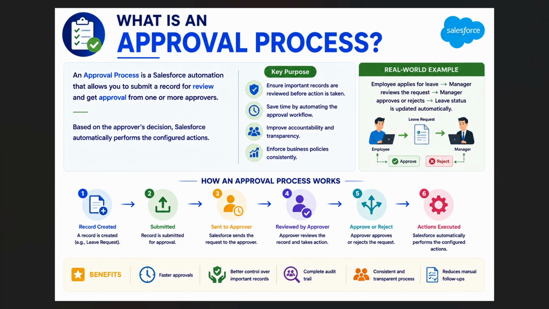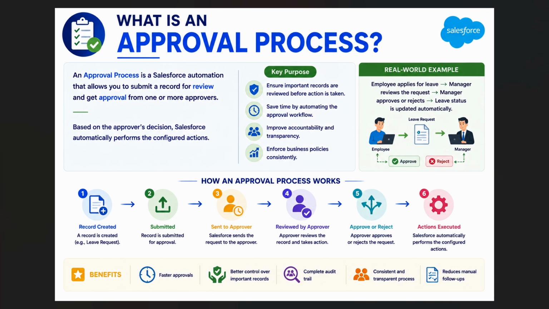Let's think about what would happen without an approval process. An employee wants to take leave. They might send an email to their manager, obviously, or maybe send a message on Teams or maybe on Slack, and wait for the manager's response on email or on that application where they sent the message, or maybe they might manually update the leave status. So this can become difficult to track.